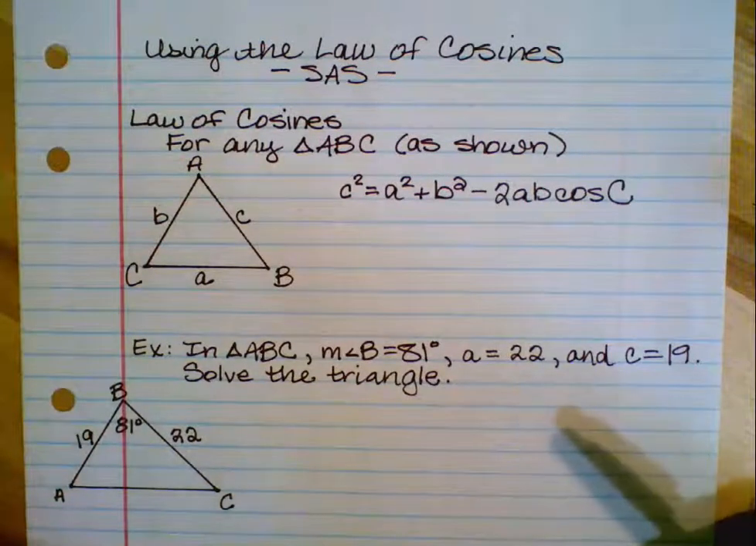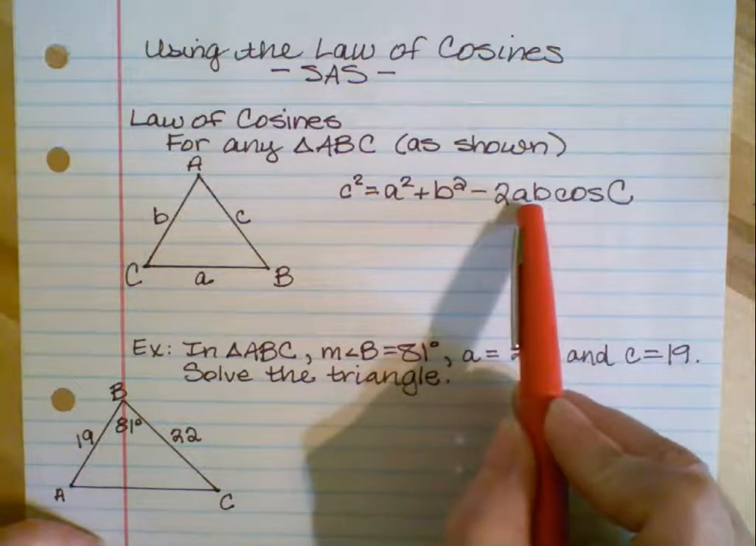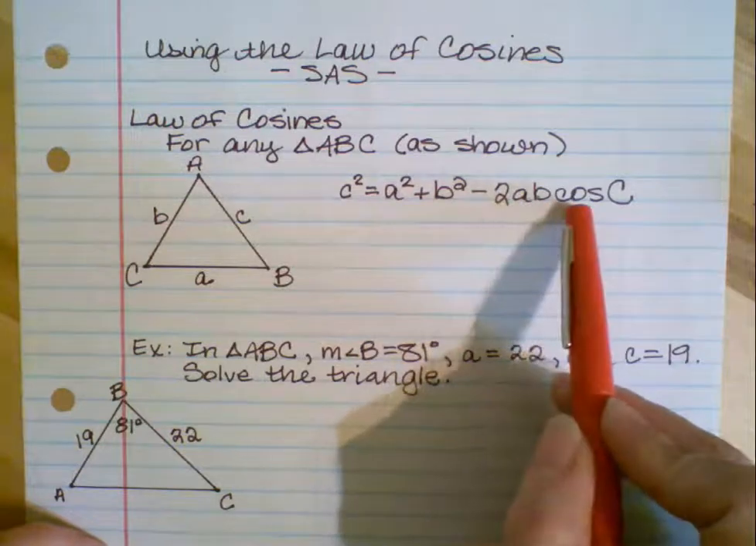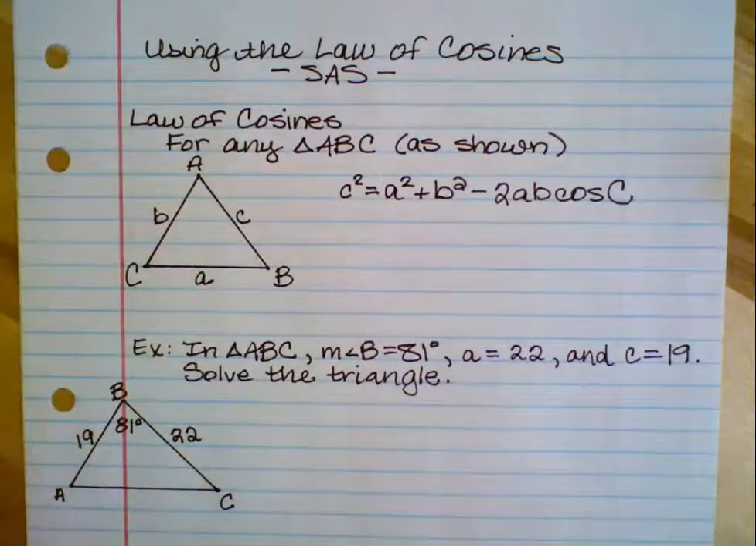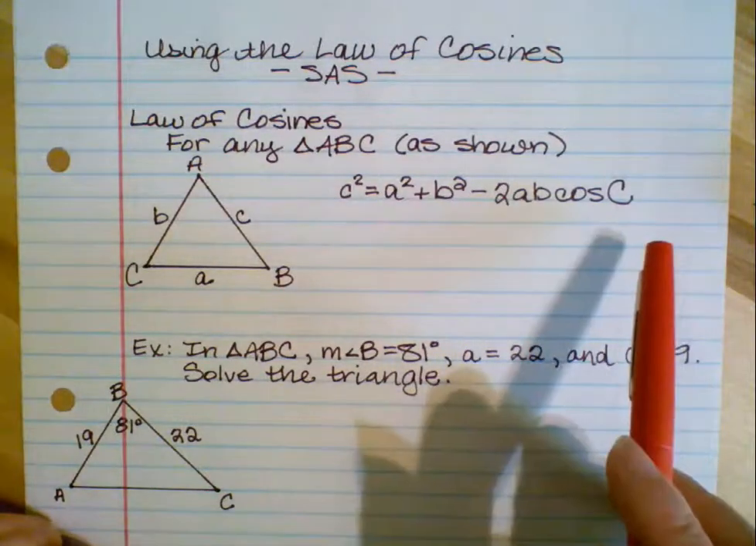Another thing that we have to keep track of: this is all a product, 2 times A times B times the cosine of angle C. And because that's a product, that's going to come into play a little bit later whenever we start trying to find missing angle measures. We'll talk about that more in a minute.